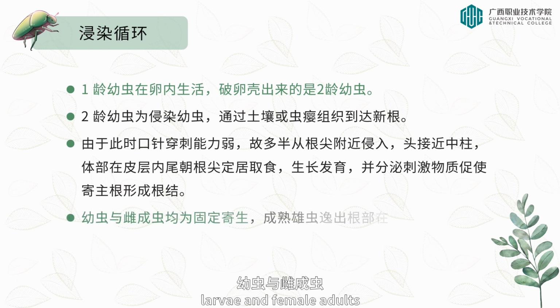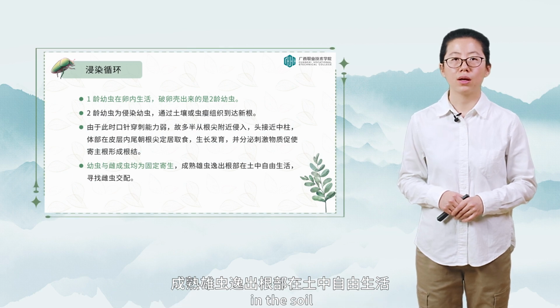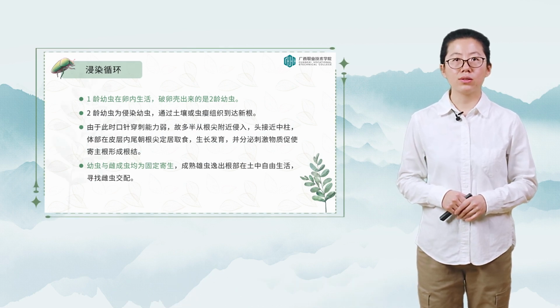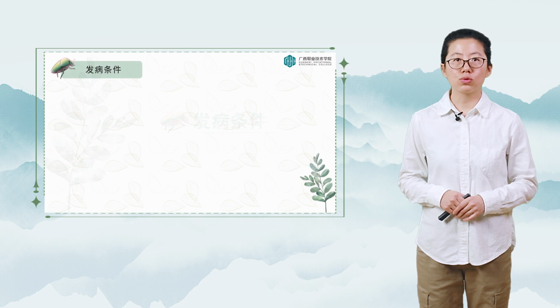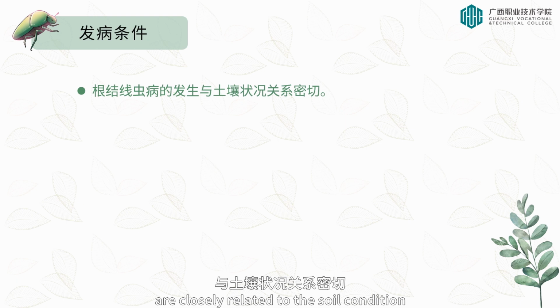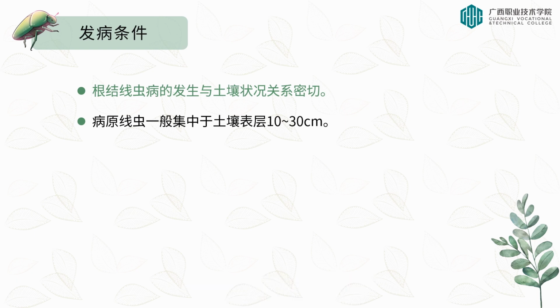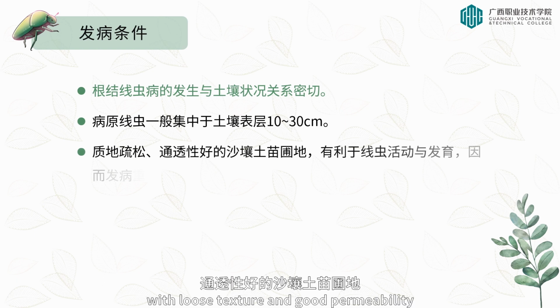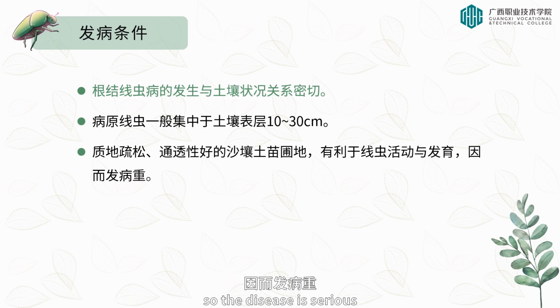Larvae and female adults are fixed parasites. Mature males escape from the roots to live freely in the soil, looking for female mating. Then let's learn about the incidence conditions of tea root knot nematode disease. The occurrence of root knot nematode disease is closely related to the soil condition. The pathogenic nematode is generally concentrated in the surface layer of soil, 10 to 30 centimeters. Sandy loam nursery with loose texture and good permeability is beneficial to the activity and development of nematodes. So the disease is serious.